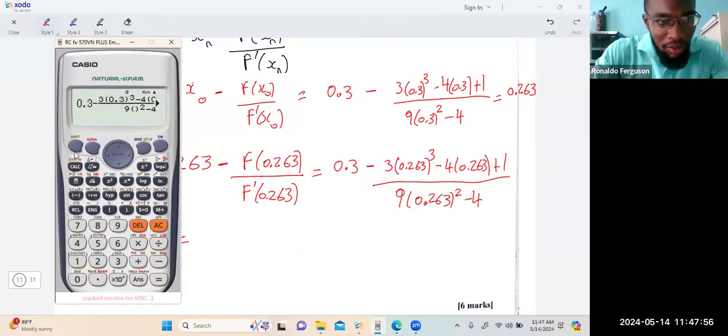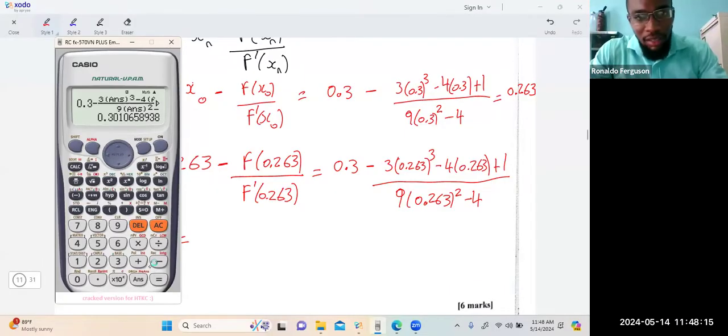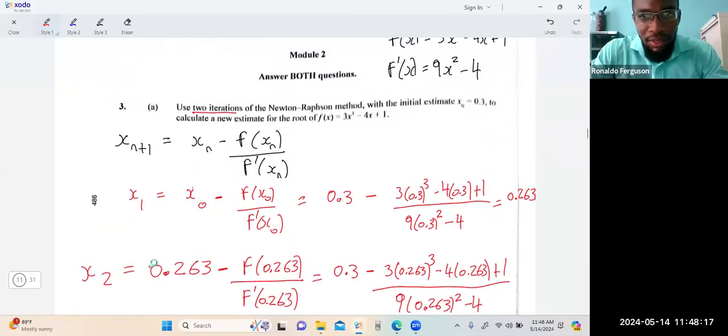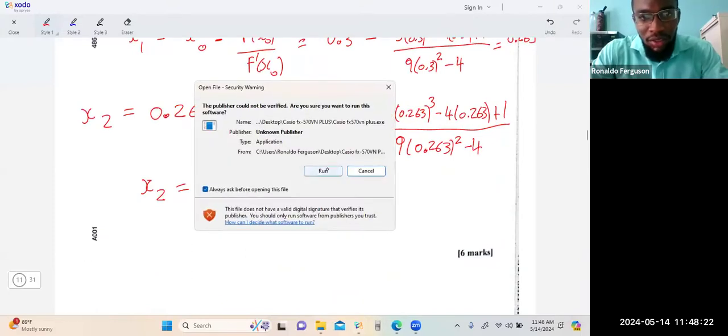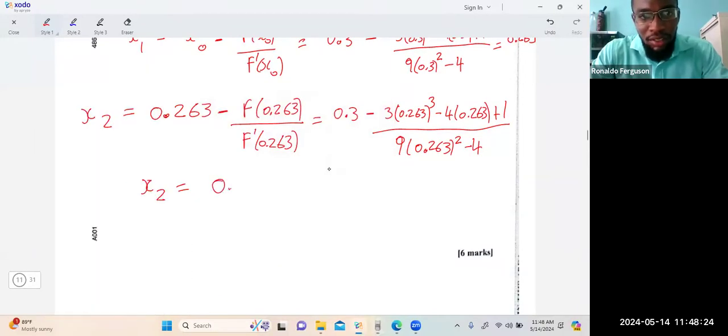Sometimes I really don't know how to use the calculator. Answer. Man, that's crazy. And so using the second approximation, how many decimal places did they want? They didn't tell us, so we're going to use 0.301. That's what I got, right?